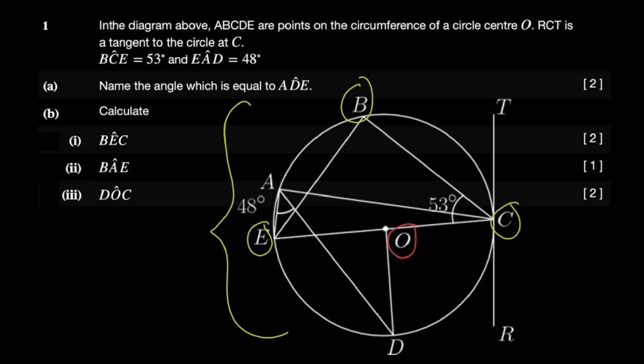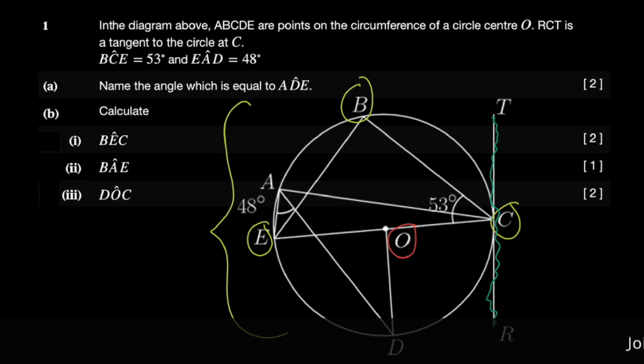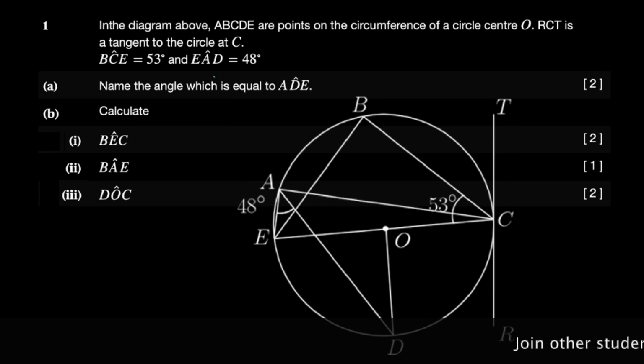And you're told that RCT, which is this line right here, is a tangent. If it's a tangent, it simply means that it touches the circumference of a circle only at one point. In this case, the point is C.